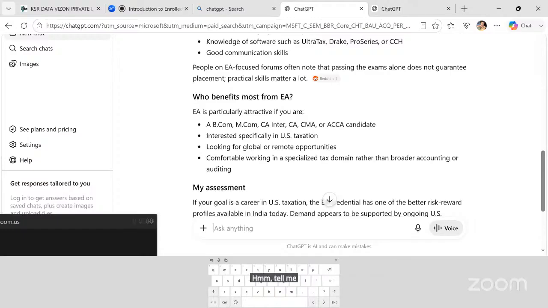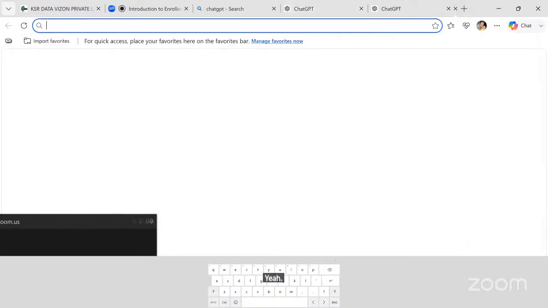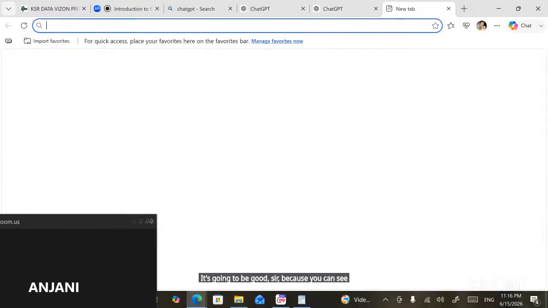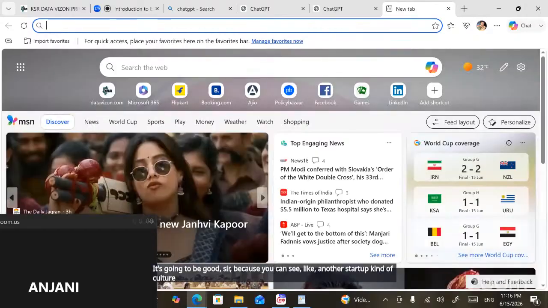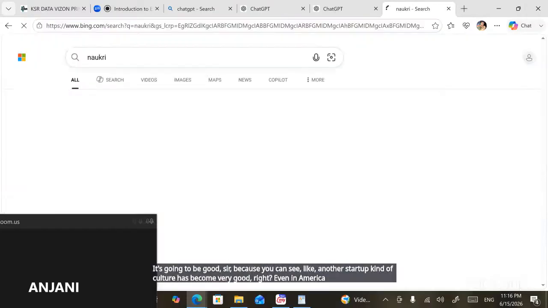In the present market for partnership, we have a lot of vacancies. Yes, searched in LinkedIn and Naukri. That's going to be good, sir, because you can see the startup kind of culture has become very huge now, right? Even in America, everyone has small companies.